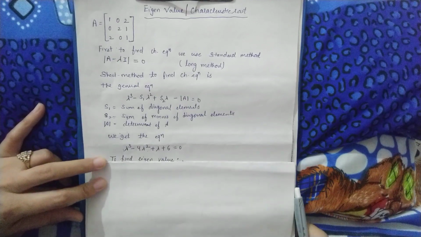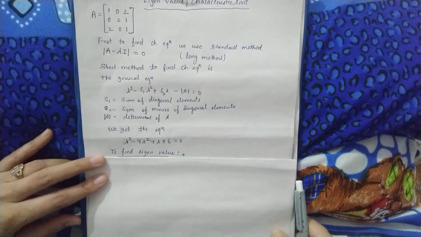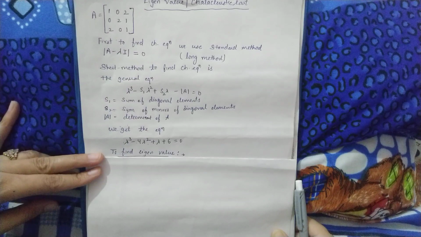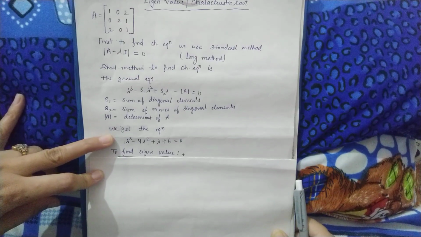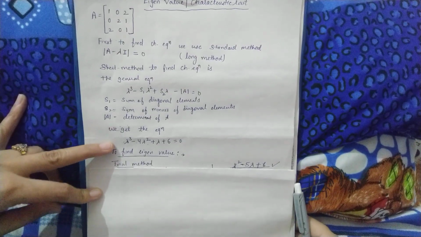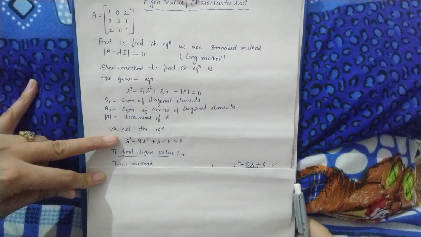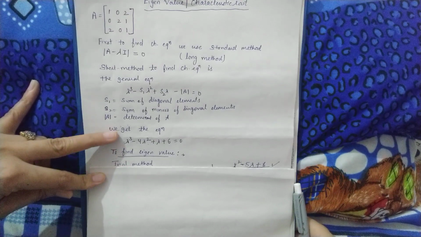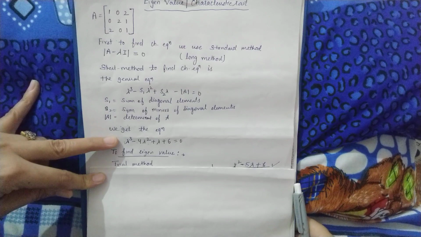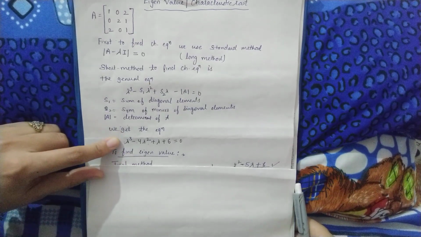To find the eigenvalue, first of all we use the trial method. Now what are the eigenvalues? Basically these are the roots of this equation. So we use the trial method. What is a trial method? We just put values of lambda in this equation randomly, and the value which satisfies this equation becomes a root of this equation, right?